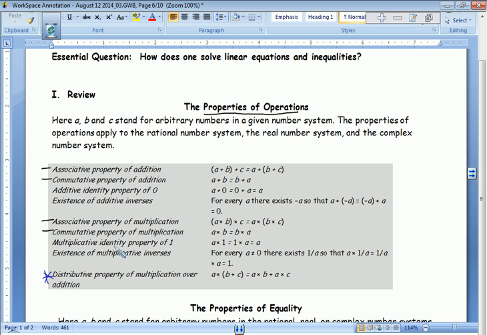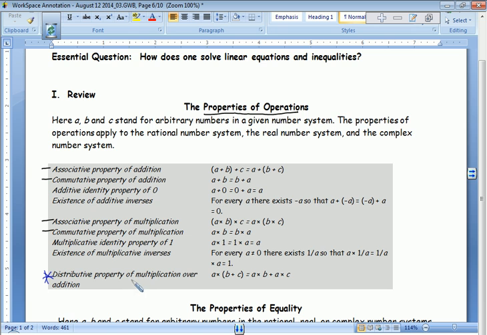The multiplicative identity, what's the number that you can multiply by that it doesn't change anything? 1. So A times 1 is the same as 1 times A, which is A. And the existence of a multiplicative inverse. For every non-zero number, there exists a 1 over that number. Isn't that the same as the reciprocal? Yes. A reciprocal, so that when I multiply reciprocals, what do I always get? 1.